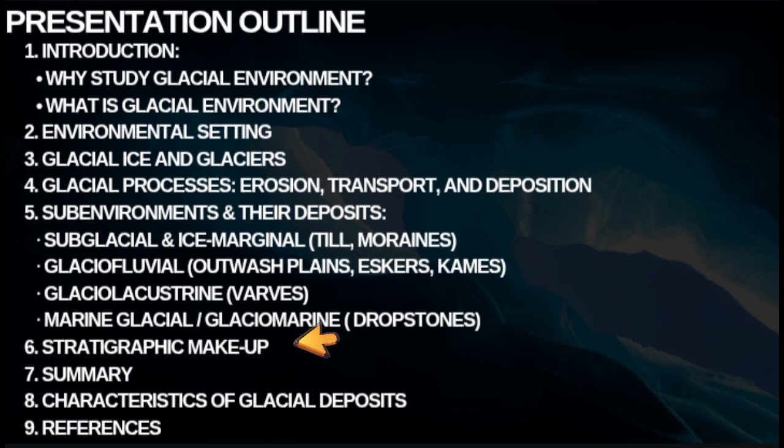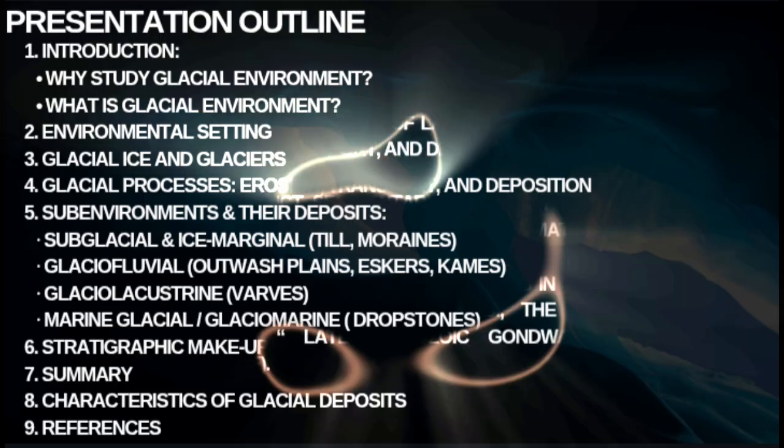Sixth is stratigraphic makeup. This part will show how glacial deposits are arranged in layers and how these layers tell us the story of Earth's past. Next is summary and characteristics of glacial deposits. And the last is the references. So that is the outline of our presentation. Through these topics, we will see how glaciers form and how they shape the land and why studying them is important.